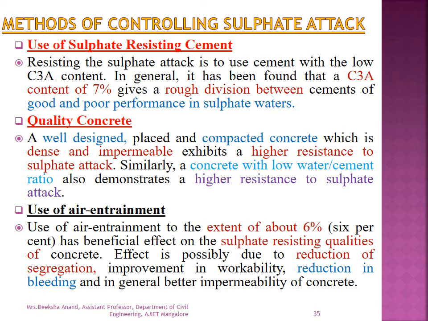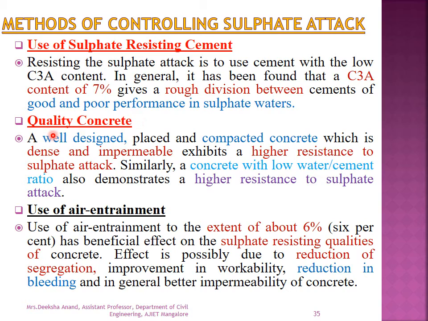Next is controlling. If sulphate attacks the concrete, what are the methods of controlling the sulphate attack? First, use of sulphate resisting cement. To resist the sulphate attack, use cement with a low C3A content. In general, it has been found that a C3A, that is tricalcium aluminate, content of 7% gives the rough division between cement of good and poor performance in sulphate waters.